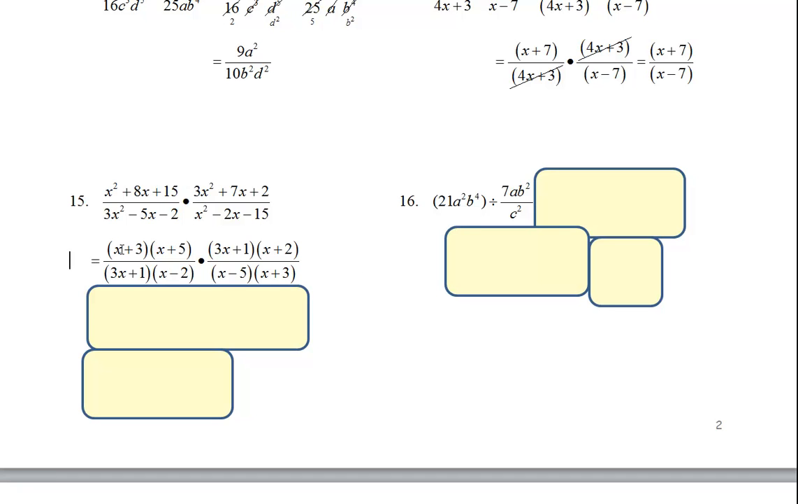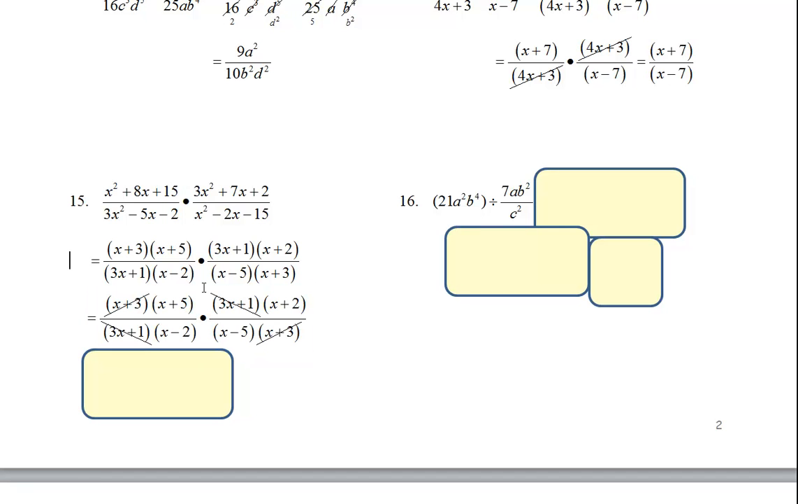Looks like the x plus 3 should go. The 3x plus 1 should go. But those that are not canceled out remain, and you leave them as is. Do not FOIL, you don't need to. Leave the factors. Now, division.